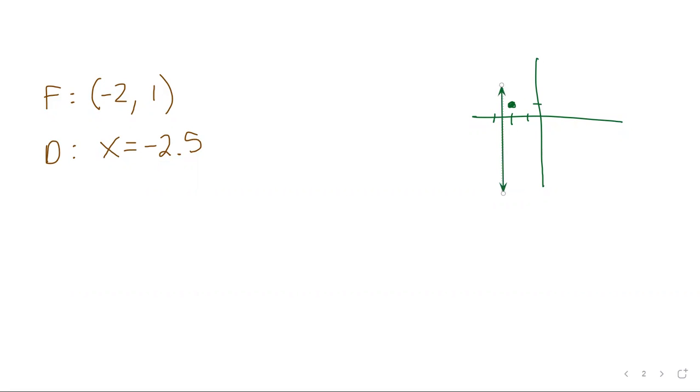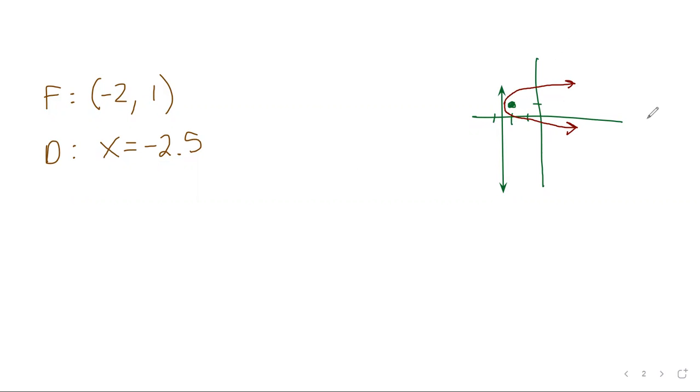And what we can see is a couple things here. First, that this is going to be a horizontal parabola because this directrix is here. And so the parabola has to go between those, and then something like that. So it's going to be horizontal. It's going to open to the right.